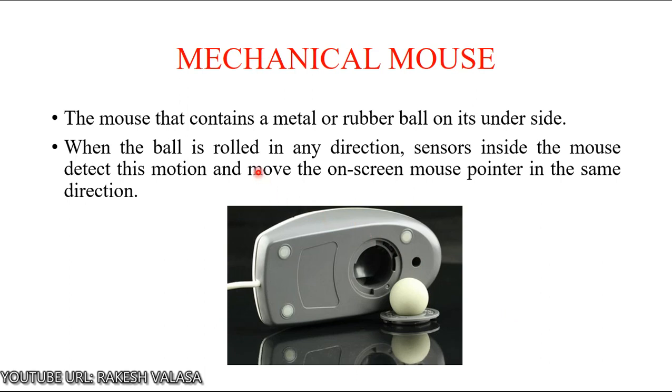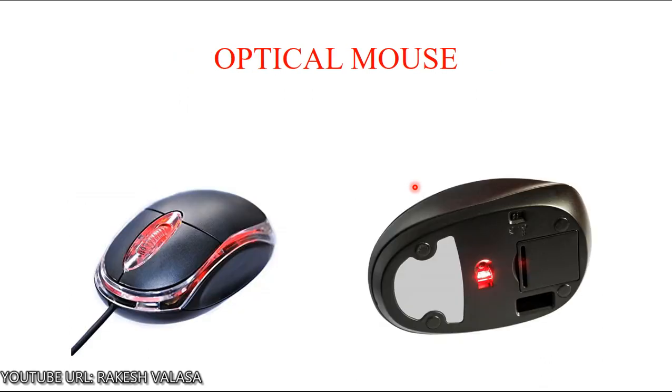When the ball is rolled in any direction, sensors inside the mouse detect this motion and move the mouse pointer on the screen in the same direction. The second one is the optical mouse.